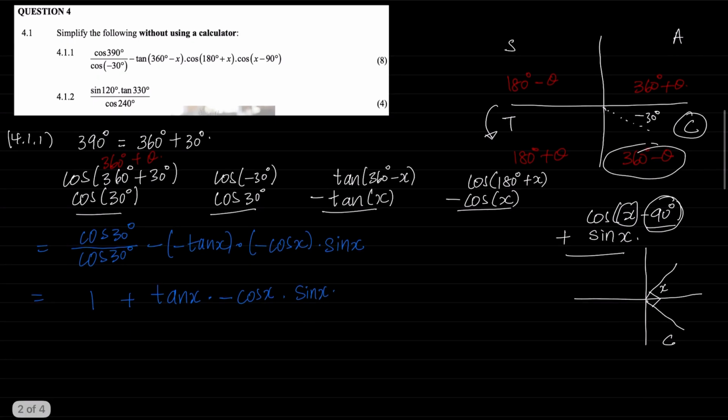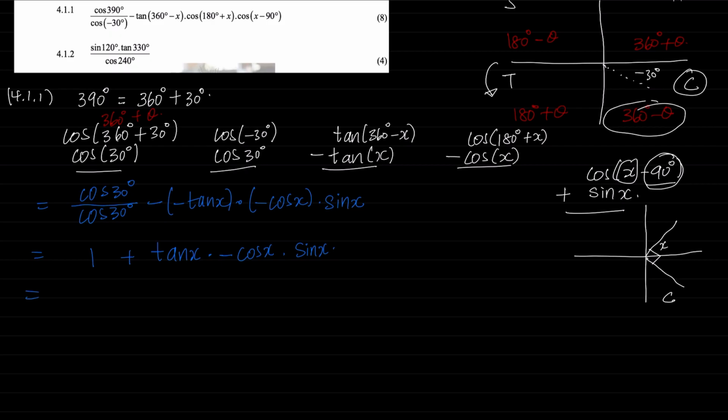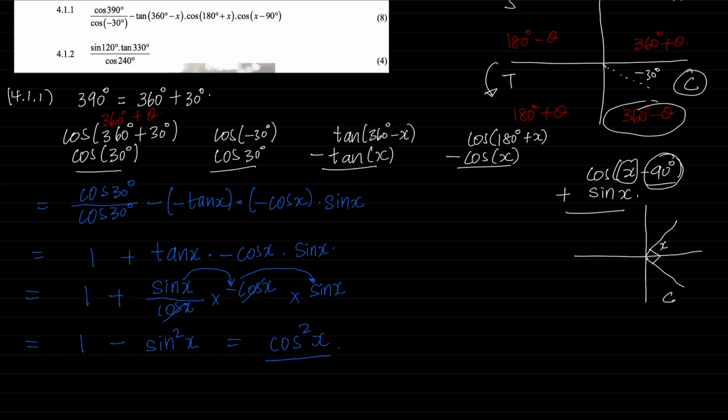Now we can rewrite tan x. So 1 plus sine x divided by cos x multiplied by minus cos x multiplied by sine x. So this cos and that cos will cancel. We can then multiply the sine x times minus 1 times sine x. That's going to give us 1 minus sine squared x, which we can then reduce to cos squared x. That's our final answer.